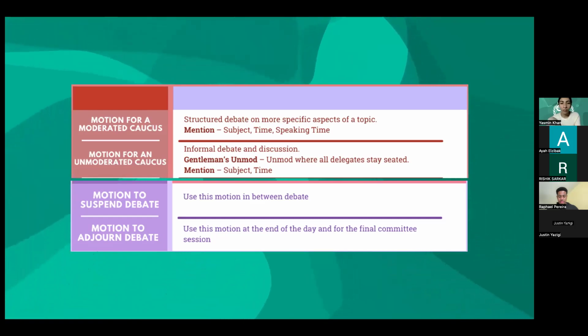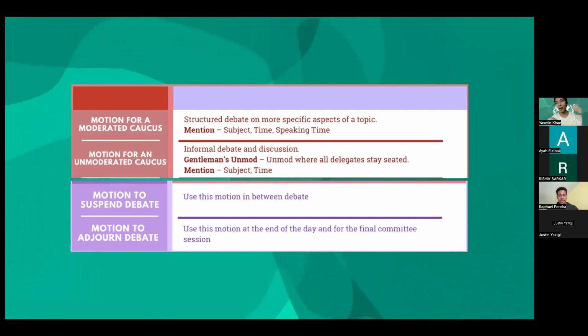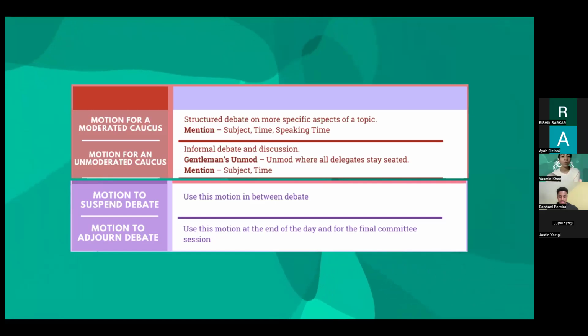Notice in this box that it says gentleman's unmod. It says here in the box that a gentleman's unmod is an unmod where all delegates stay seated. So it's like an unmod in the sense that there's no structure. You don't have to raise your hand to talk. You can just blurt out whatever you want, but you're in your seats. It's not like the photo or the video where you saw everyone standing up, getting out of their seats, talking to people, going wherever they want. A gentleman's unmod is like a normal unmod, but you're in your seat and just blurting whatever you want. Kind of weird.